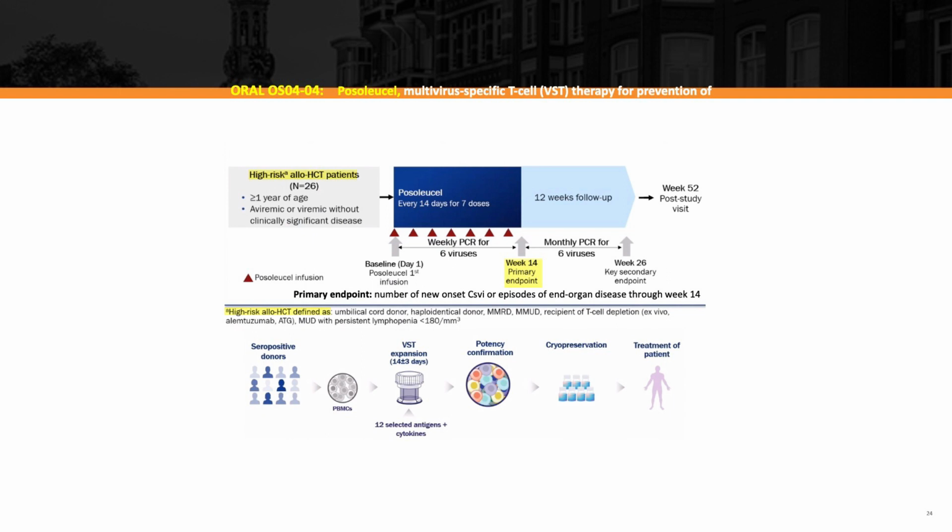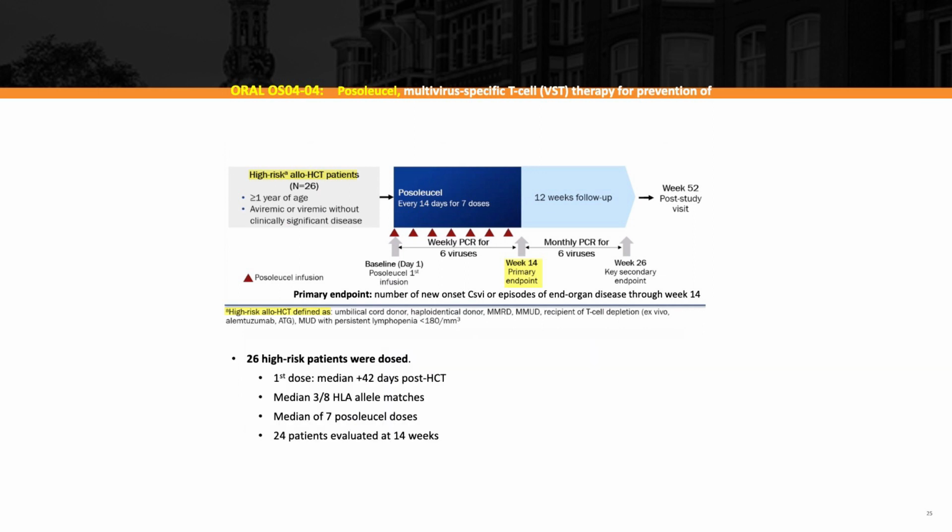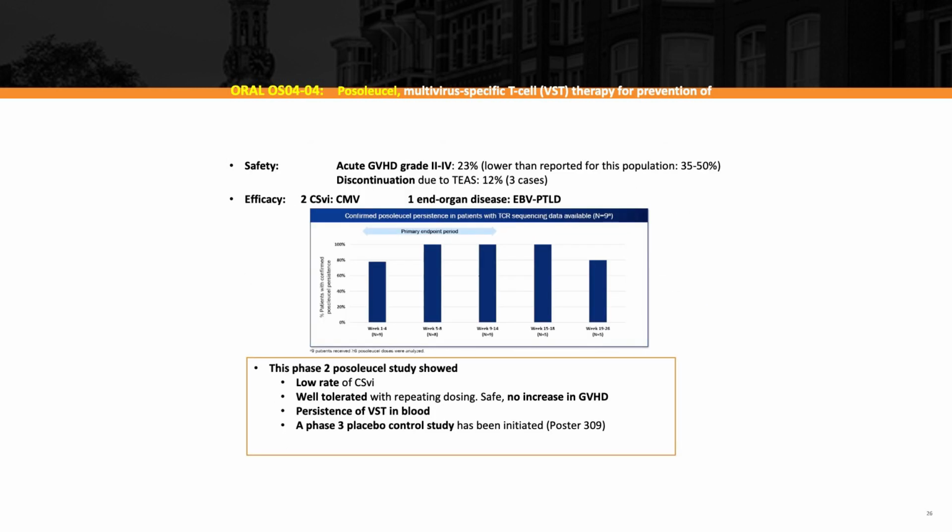Here you see the structure of the protocol, and they use one infusion every 14 days up to 7 doses. And the primary endpoint was, at week 14, the number of new clinically significant viral infections. Here you have the patients included, 26. The median first dose was 42 days after transplant. The median number of doses was 7, and 24 of 26 were evaluable at 14 weeks. Here you have the safety result and the efficacy.